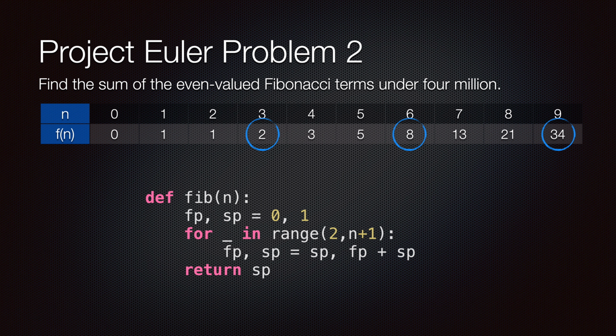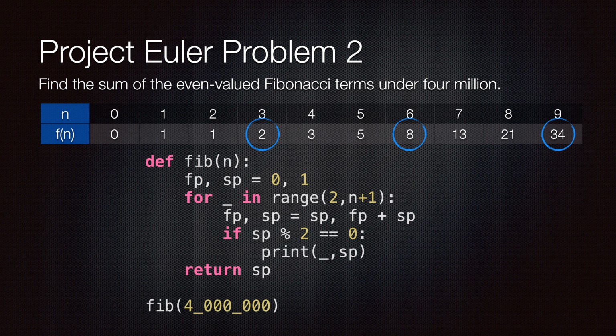They're right here. And they look super suspicious to me. Why is that? Because it looks like every third number in the sequence is even. Wouldn't it be great if it was? Want to test it out?